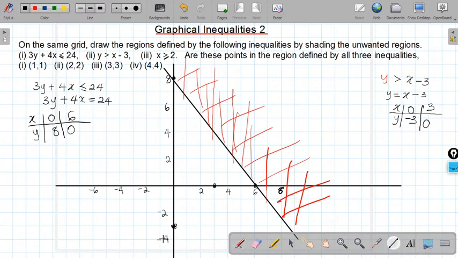And now we have a straight line joining the two of them. Now look, we have greater than, so the line we are supposed to have will be a broken line and not a solid line.